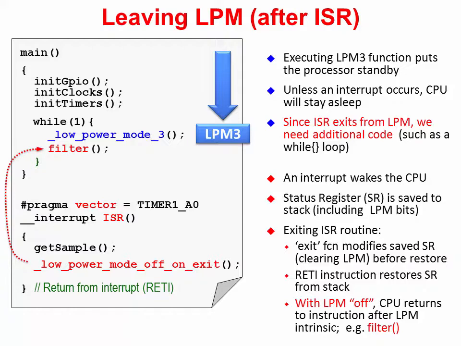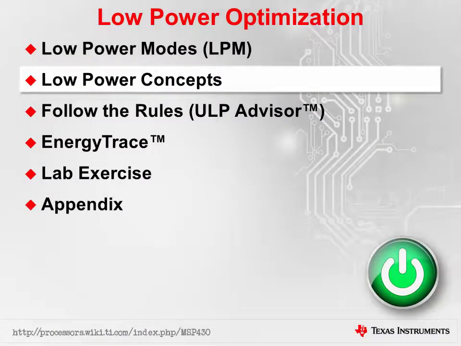There you have it. You can either re-enter LPM automatically, as we showed on the previous slide, or not, as we show in this slide. Thus far, we have discussed how low power modes can be used to lessen the energy used by the processor. What other techniques are there for minimizing our system's usage? That's what we'll explore in the next section.